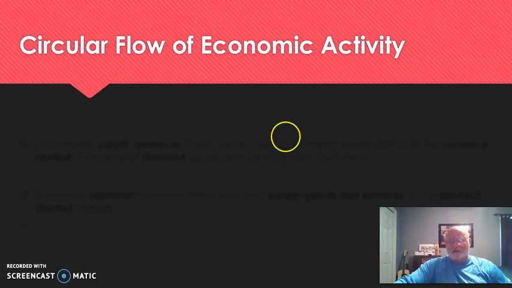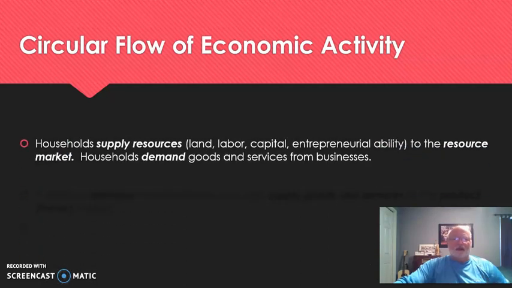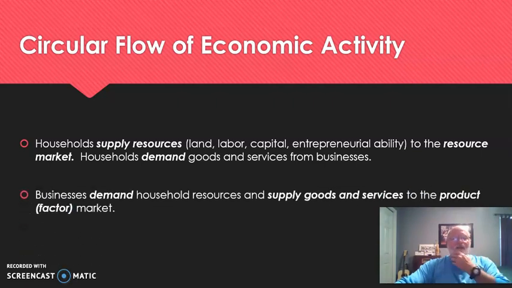Let's talk about the circular flow of economic activity. I don't think this is real important, so let's go through it quickly, but they might put one question on there. At any point you can pause the film and write this down. Households supply resources. Remember the four factors of production: land, labor, capital, and entrepreneurial ability. They supply that to the resource market, and they demand goods and services from businesses.